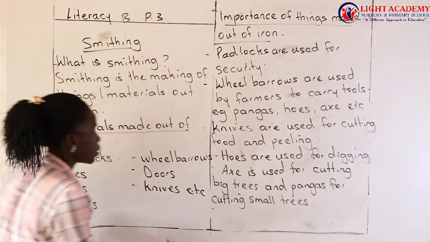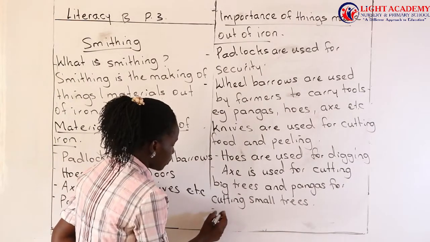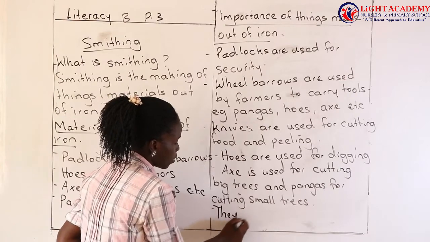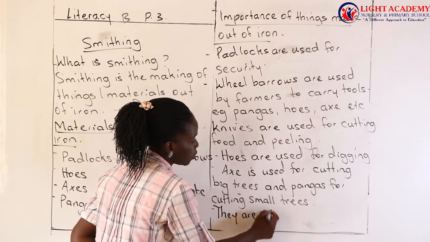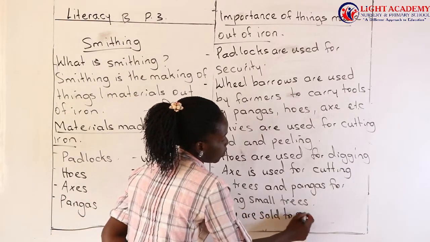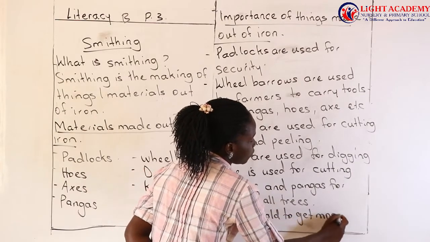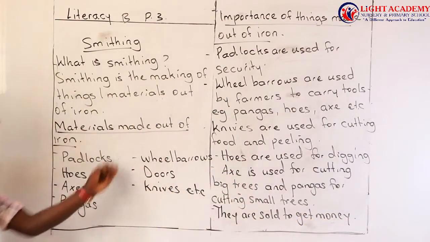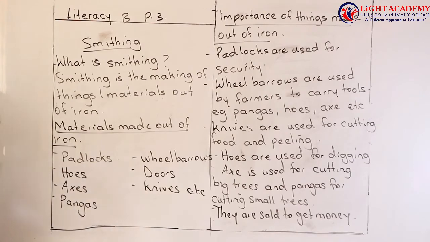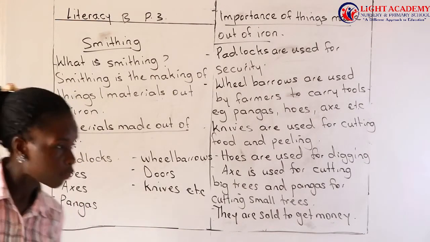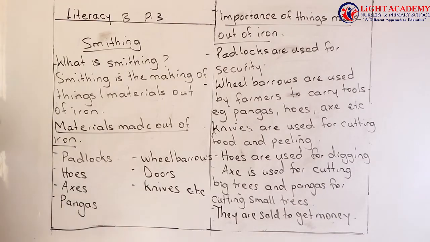Lastly, and the most important, all these materials made out of iron are sold to get money. When you sell all these things, you get money which can take care of your family and look after yourself. So the things made out of iron are used to get what? Money when sold.